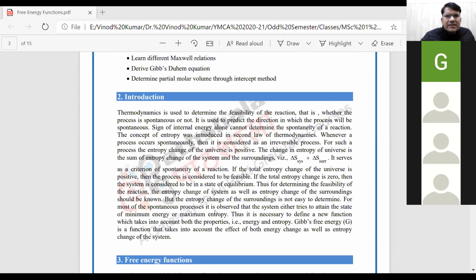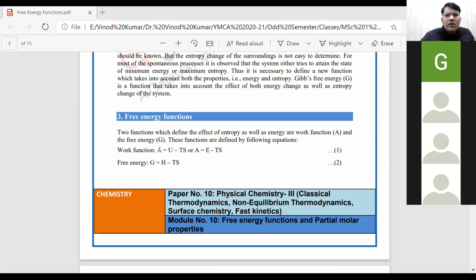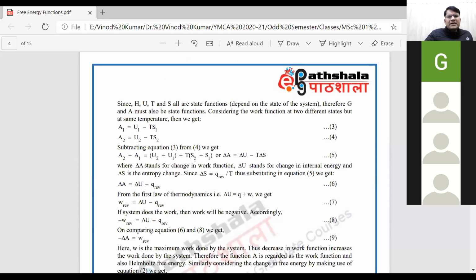These are the two free energy functions that we have to discuss today in this class. The work function A is defined as A equal to U minus TS. U is what? It is internal energy. You can also write it as E minus TS or U minus TS. And the Gibbs free energy function we have already defined: G equal to H minus TS. So the two functions which define the effect of entropy as well as energy are known as the work function A and the Gibbs free energy G. This is the free energy function, and A equal to U minus TS is the work function. In detail we have to discuss them.